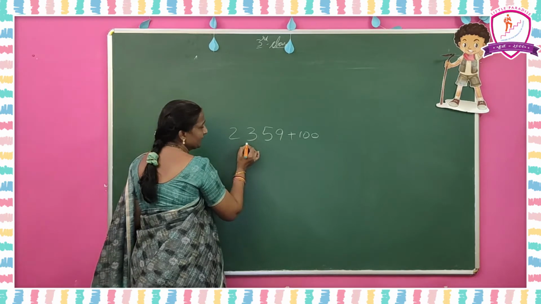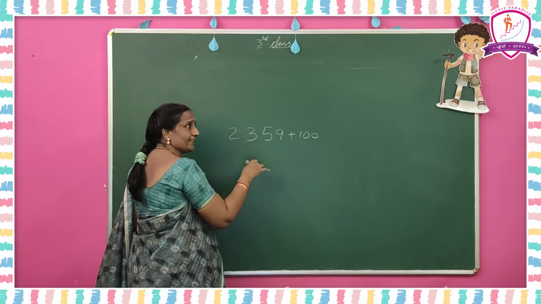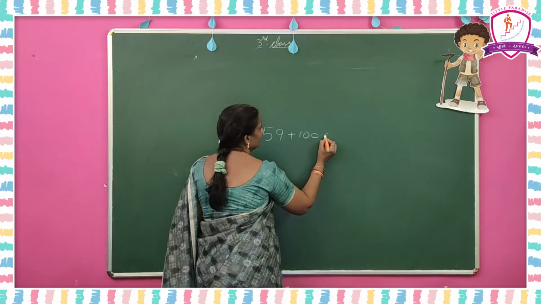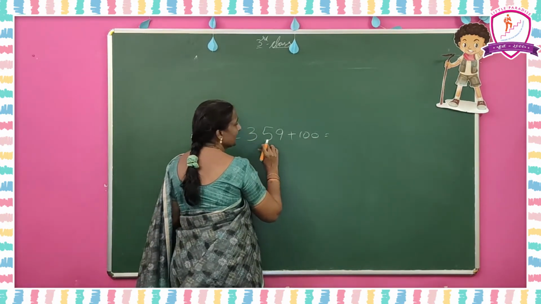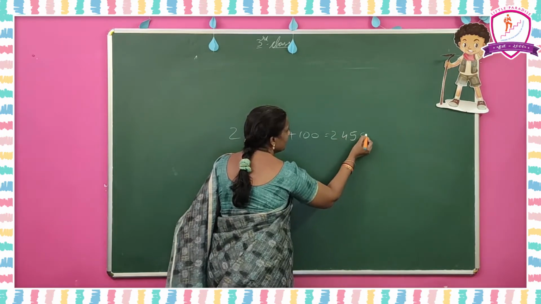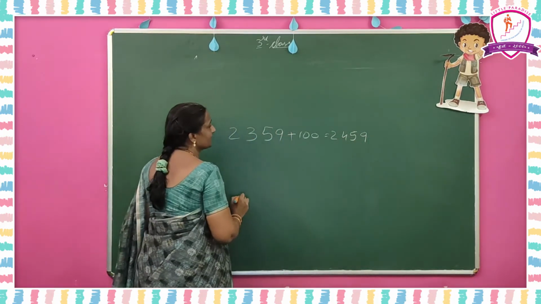What is the number in hundreds place here? 3. It is increased by 1. That means it becomes 4. What is the answer? 2459. 2459 is the answer.